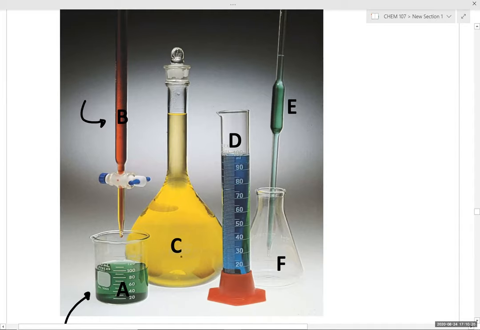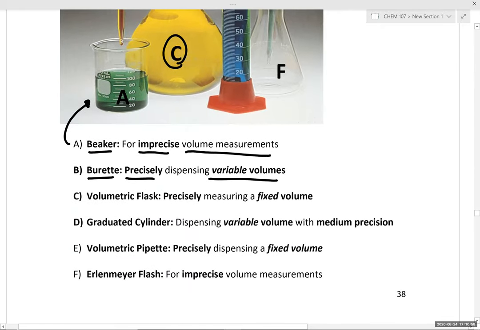Option C in yellow is known as a volumetric flask. It has one graduated mark, and this graduated mark represents a precise volume. Although you can't fill a volumetric flask halfway and take a precise measurement, volumetric flasks are wonderful for preparing solutions and performing dilutions because you can generate and measure an exact volume to a high level of precision. So a volumetric flask precisely measures a fixed volume.